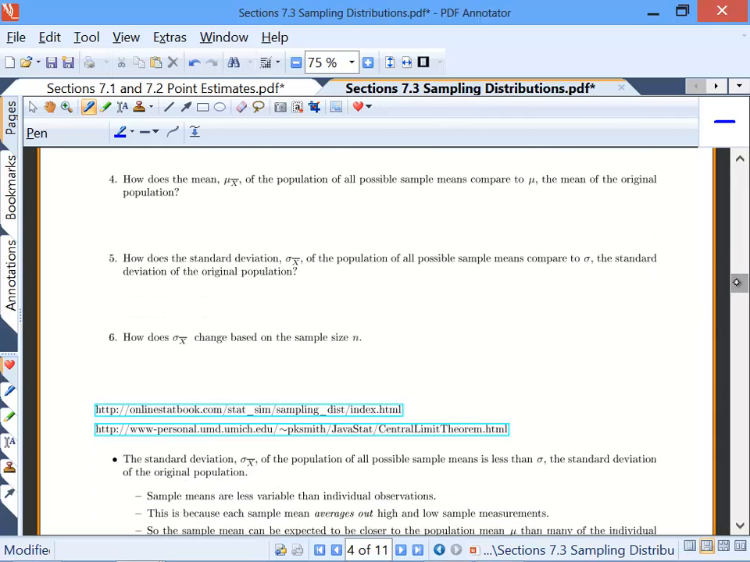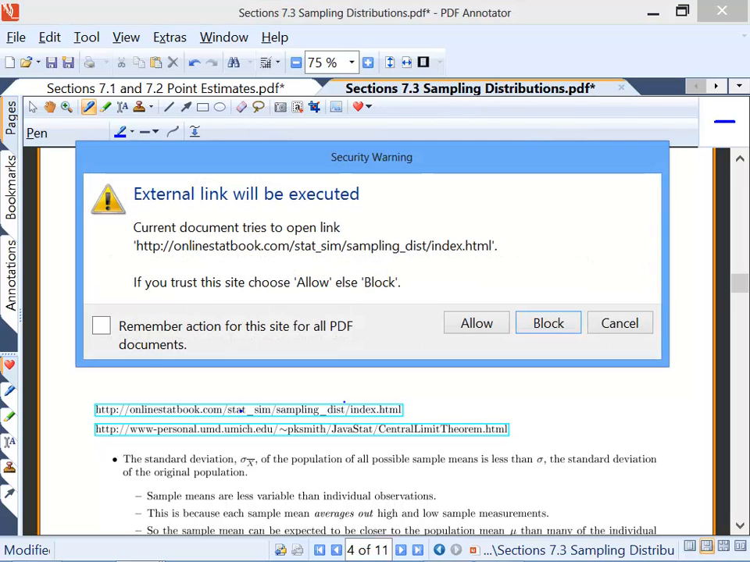How does the standard deviation of the population of all the possible sample means compare to, okay, so notice the symbols here. Mu x bar, that's the mean for the population of all the possible sample means, versus mu, which is just the mean of the original population. And the standard deviation of x bar versus the original standard deviation of the individual values. And how does the standard deviation of our sample means change based on our sample size? So think about all of those things as we try and do this applet.